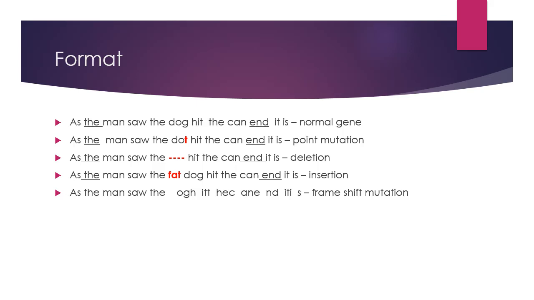So these are examples. A normal gene: As the man saw the dog hit the can and is. As the man saw the dot hit the can and it is. Point mutation, T is getting substituted. Then as the man saw deleted, hit the can and it is deletion mutation. Then as the man saw the fat dog hitting, that is insertion. As the man saw OGHITT HEC and it is frameshift mutation.